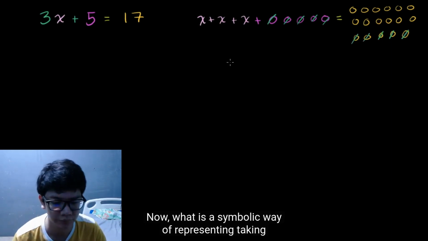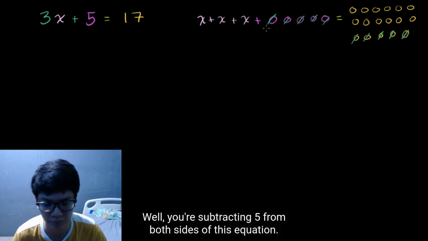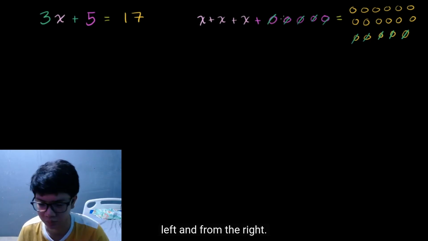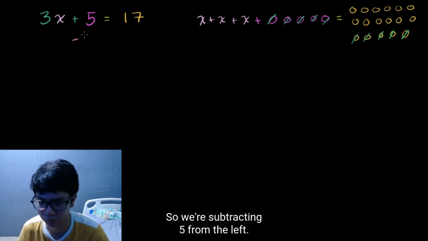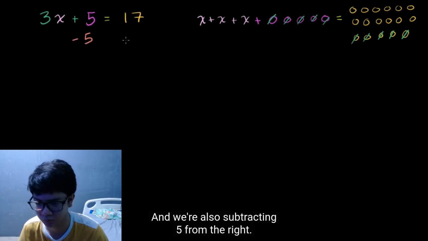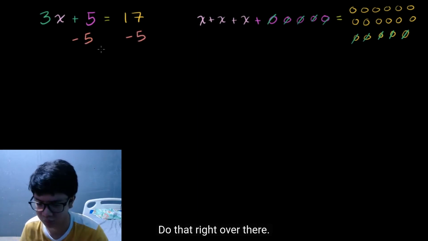Now, what is a symbolic way of representing taking away 5 things? Well, you're subtracting 5 from both sides of this equation. So that's what we're doing here when we took away 5 from the left and from the right. So we're subtracting 5 from the left. That's what we did here. And we're also subtracting 5 from the right. Do that right over there.